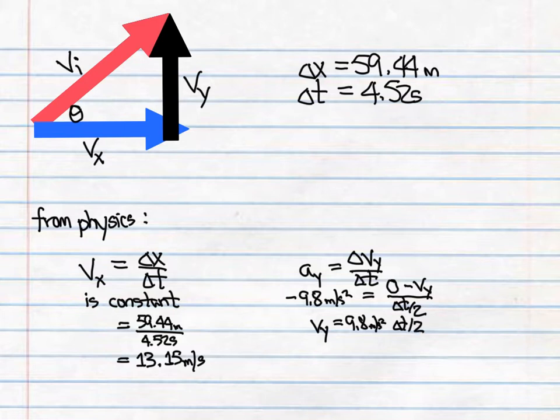Well, we know that's 4.52 seconds, so let's see what we get by substituting. Pause and try it on your own. So this gives me a y velocity of 22.15 meters per second. Now that I know Vx and Vy, I can use the Pythagorean theorem to find Vi and sine, cosine, or tangent to find the angle. Pause the video and calculate these on your own.